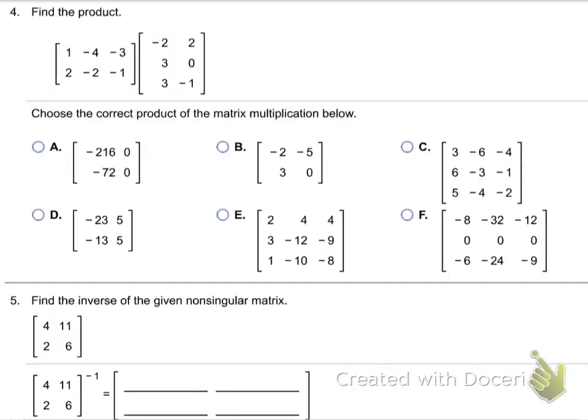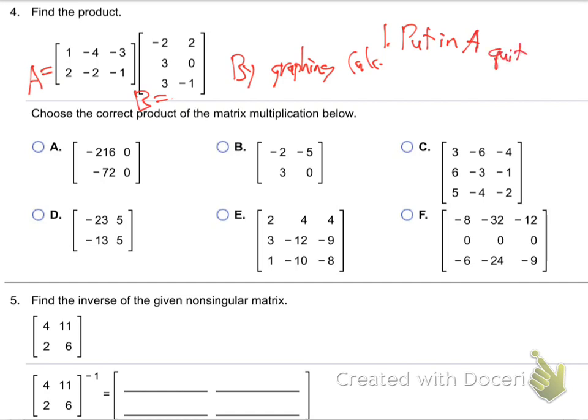So problem number 4 here is just like number 3. It's by graphing calculator. Call this matrix A. Call this matrix B. So step 1, put in matrix A, and then second quit. And step 2, put in B and quit. And then call them forth to multiply them.